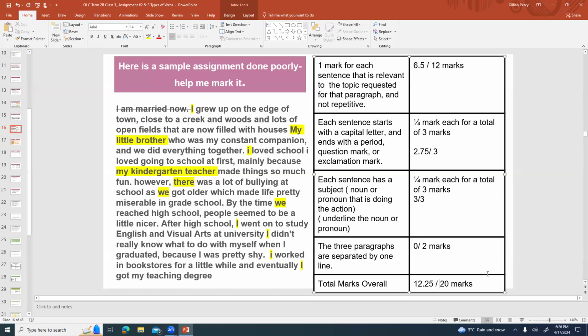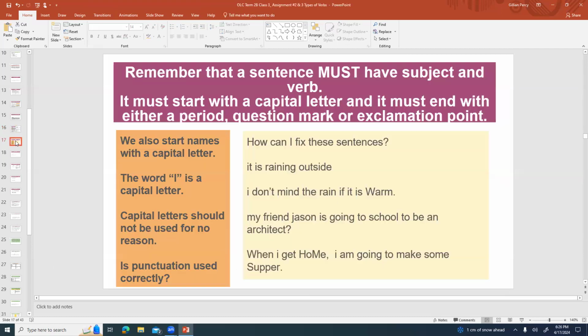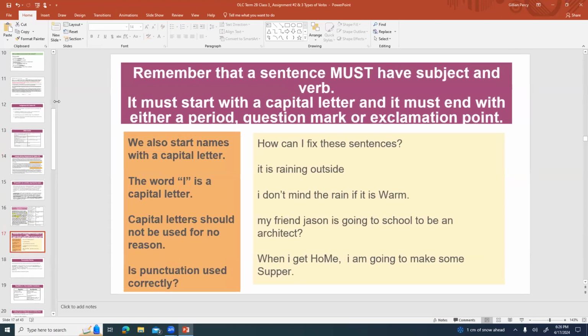Now, for this kind of assignment, I am not asking for a rough or good copy because I'm not really looking at the finer details of writing. I'm just looking at the really, really basic level here. I just want to make sure we're all on the same page about what a sentence is. Remember that a sentence must have a subject and a verb. It must start with a capital letter and end with either a period, question mark, or an exclamation point.